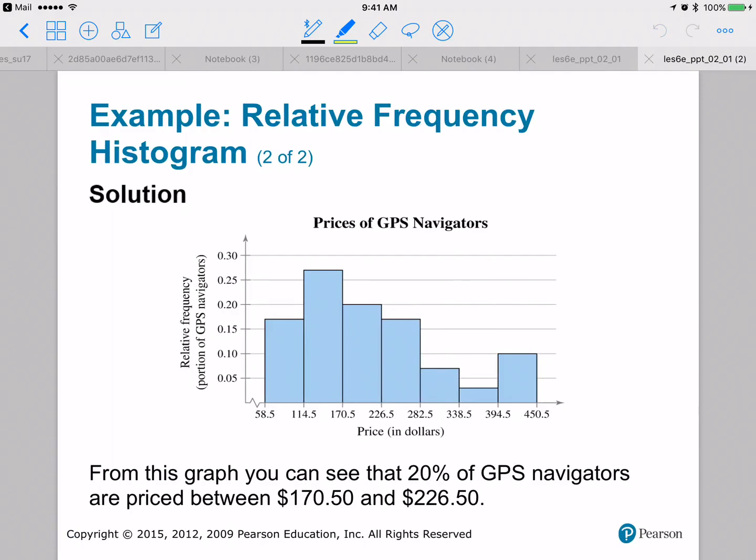As we see from the graph, you can see that 20% of GPS navigators are priced between $170.50 and $226.50. So notice here, 20%, that's the same thing as 0.2, right? And this rectangle represents the relative frequency, so it represents the percentage of all of the GPS navigators that are priced between 170.5 and 226.5, right? And so we can see about 26 or 27% are between 114 and $170, and you can get a picture of the percentages very quickly just by using the relative frequency histogram.